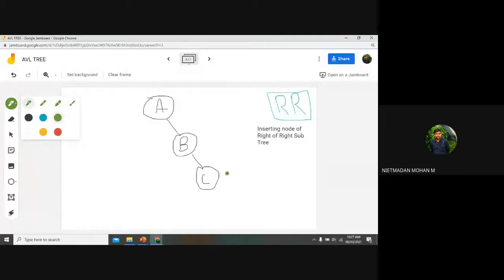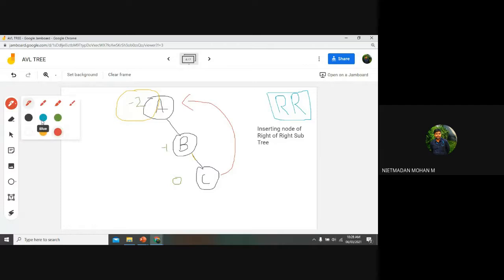So what is the balancing factor of C? 0. What is the balancing factor of B? Minus 1. And what is the balancing factor of A? Minus 2. So here you can see that the imbalance has occurred. It means that it was inserted in the right subtree. When you are inserting the C, the imbalance has occurred. So we want to rotate this to the left hand side.